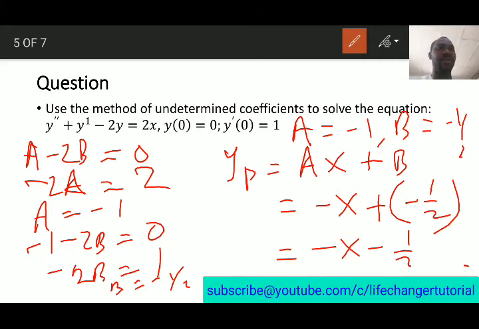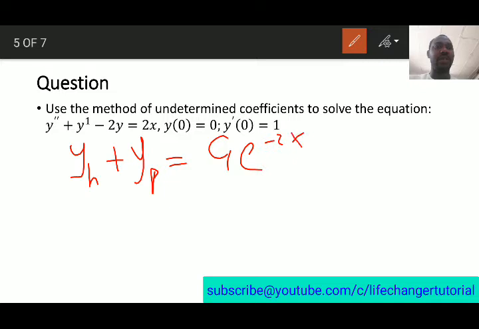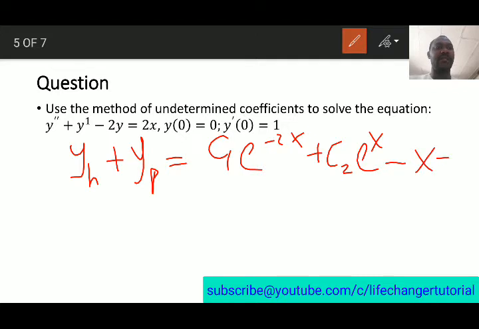So it means now that our total solution, the combination of the two, is going to be yh plus yp, like we said. Now our yh, we got it to be c1 exponential minus 2x plus c2 exponential x. Now plus yp, what is yp? We just got yp now to be minus x minus half. This is beautiful. But this is not all there is to this question.